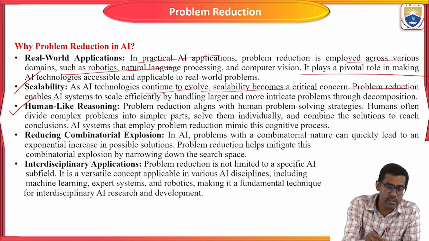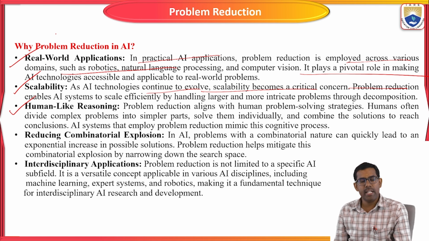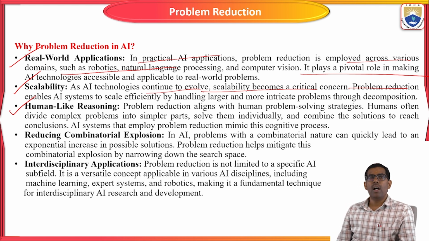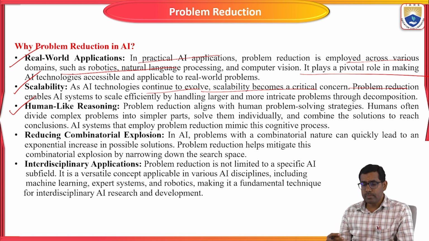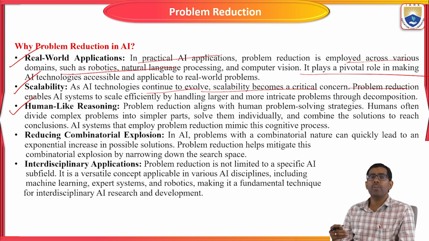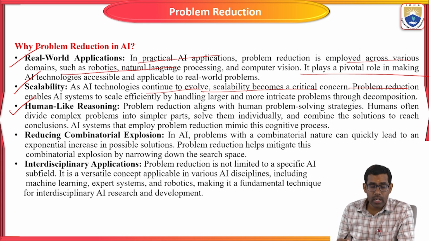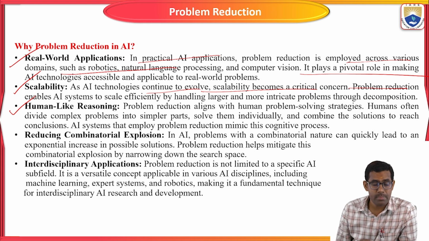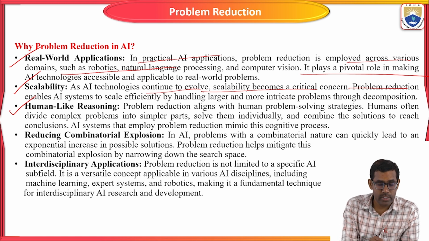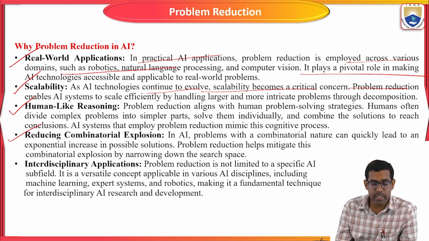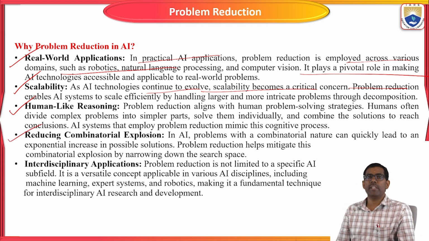Okay, the next one is human-like reasoning. In the real world, there are works that are done by humans. Artificial intelligence machines can also do them, as a replacement for the human. Okay, the next one is reducing computational exploration.